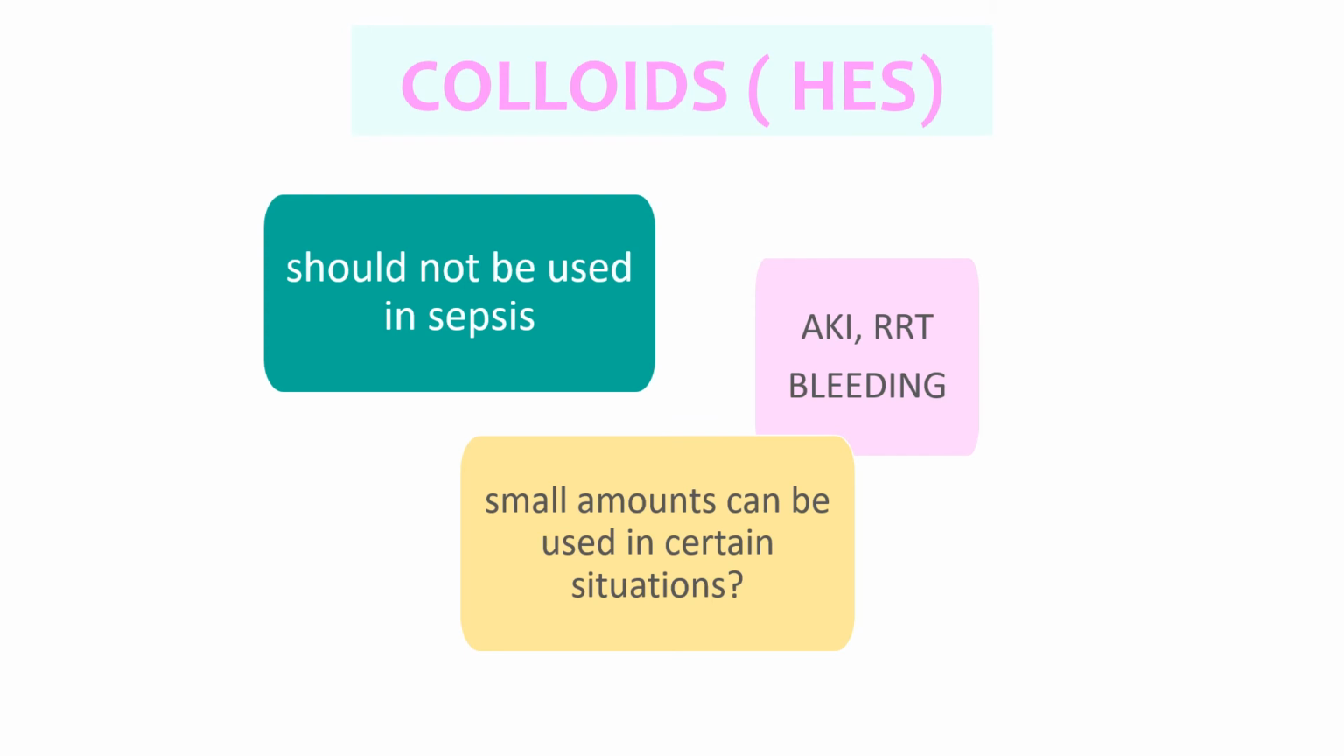And how it causes AKI is that it is hyperoncotic to some extent, thereby decreasing GFR, and also because a lot of it gets metabolized in the blood, and when it goes to the kidneys, it causes inflammation and damage to the renal parenchyma.